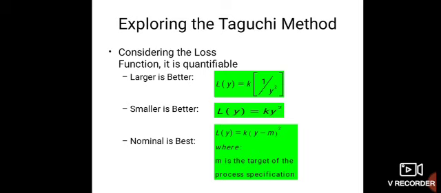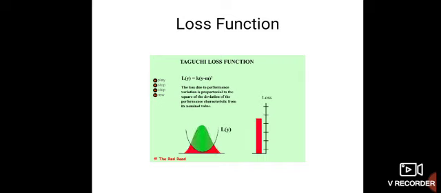Third one is the nominal is best. Y minus M shows the deviation. So if deviation is less, then loss will be less. So we can see here the loss function. If the variation is less, then the value of the loss will be less.